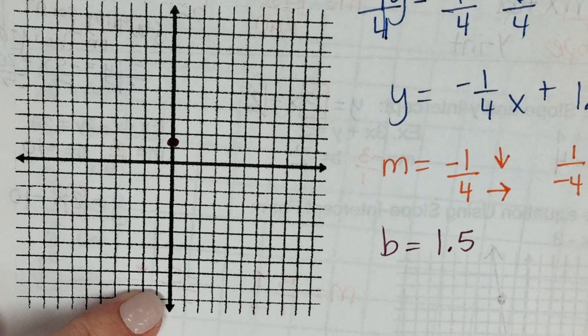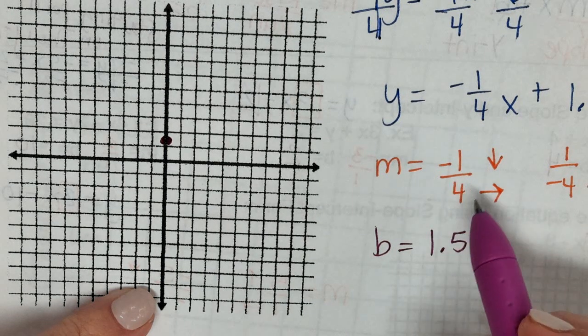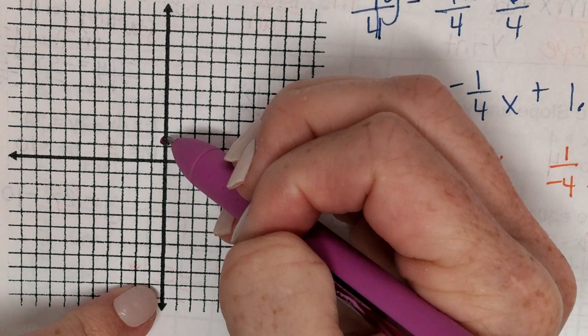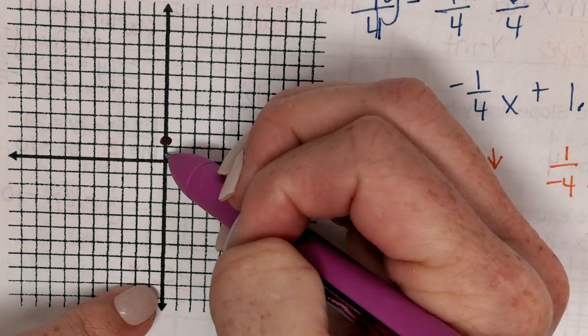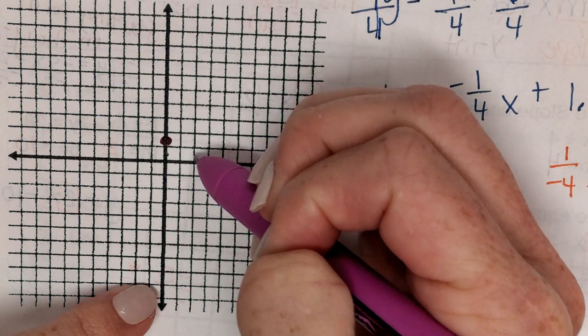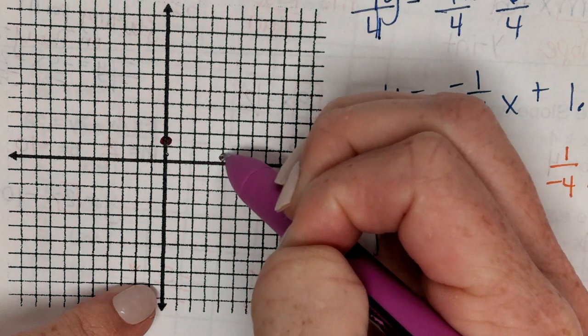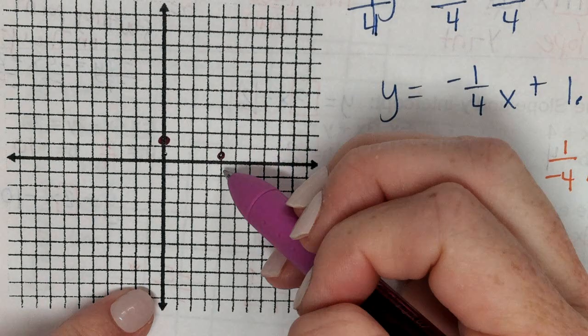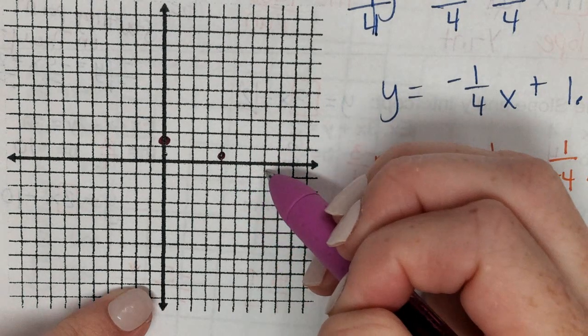Okay, so I'm going to rise down 1, right 4. So from here, if I go down 1, I'm at 0.5. Yes? And then I'm going to go right 4. 1, 2, 3, 4. And then I can do it again. Down 1, right 4. 1, 2, 3, 4.